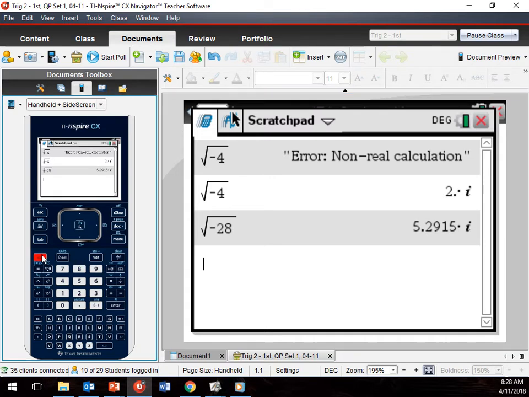So, square root of negative 7 times square root of negative 7, maybe a little bit better. Let's try another one.